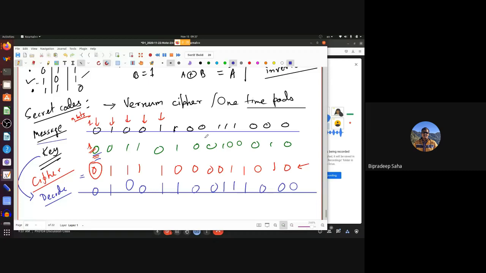The memory requirement is twice because if I am sending the message, I have to send the key also. Wait a minute, that's where your real problem is. How would you send the key? The same way as the message? If somebody hacks in or taps you and listens to your message, they can equally easily learn the key, right?